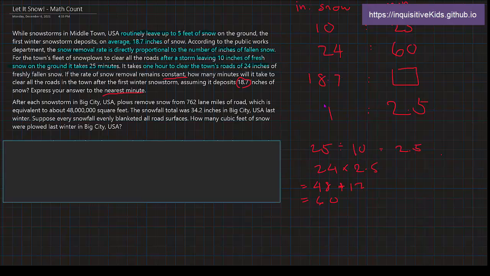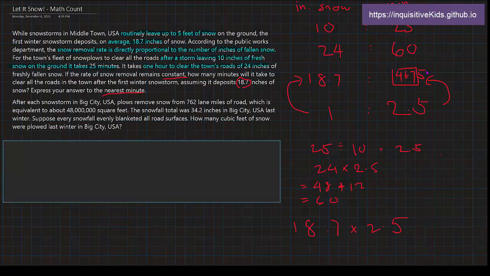And over here would be 2.5. Now we're just going to multiply each side by 18.7 so we can get the number of minutes it will take to clear up 18.7 inches of snow. So all you have to do right here is to get this box, 18.7 times 2.5. And after that, you'll get 46.75. So there we go. We did it. We answered the first problem.